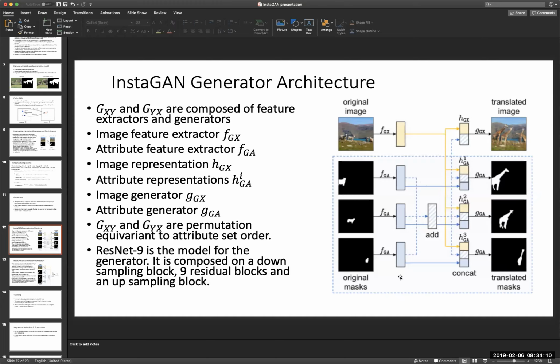So now that we've done this feature extraction, we can then combine those vectors from the feature extraction layer by concatenating them to form image representations and attribute representations. So the image representation is this HGX, and the attribute representations are HGA, superscripted by I. So for the images, we basically have the yellow block concatenated with the striped blue block. So there are 2 parts to that vector.